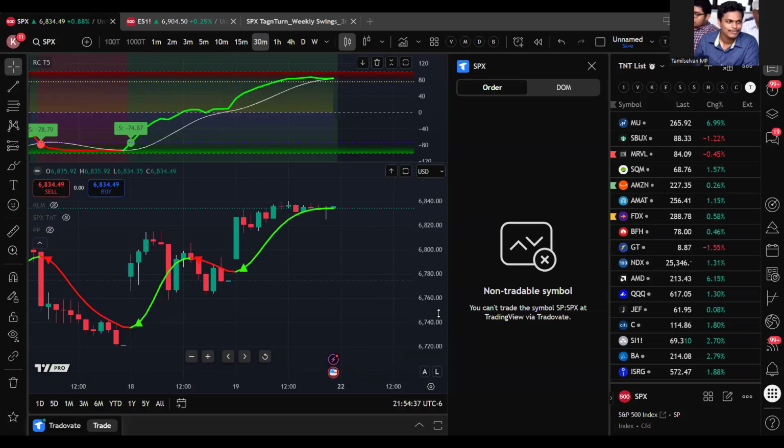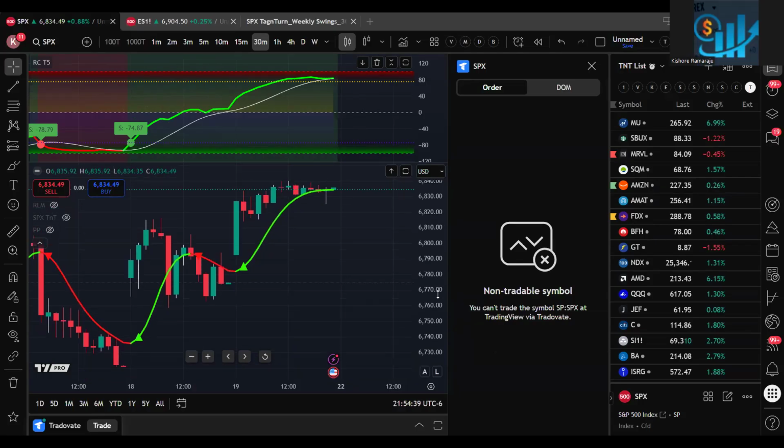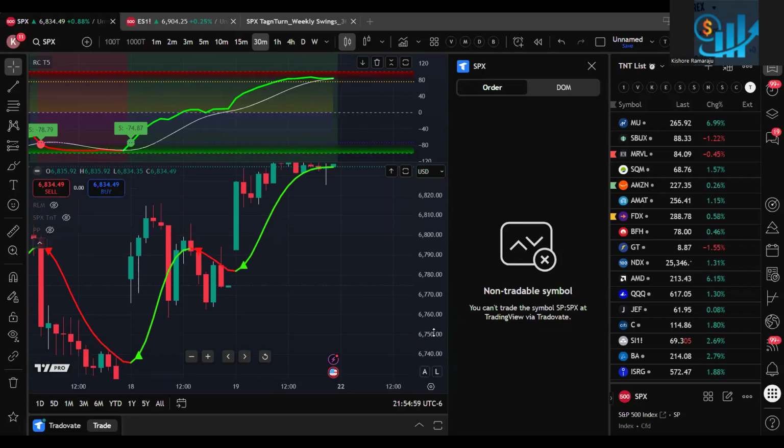If you get a signal in the last half an hour or 1 hour of the day and you don't want to take overnight risk, then you don't take the trade. But if within the first 1 hour you get any bullish tag and turn or bearish tag and turn, then you take the opportunity. By end of the day, at minimum you will make 20-30% profits.